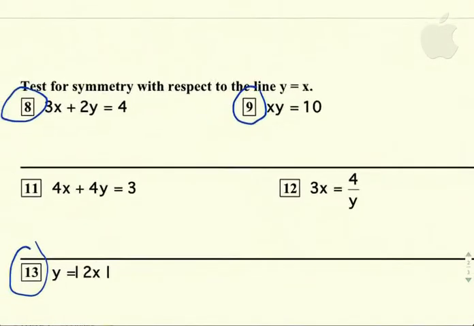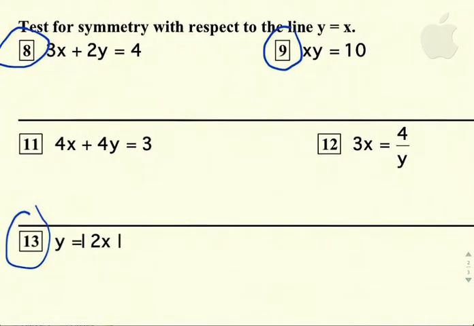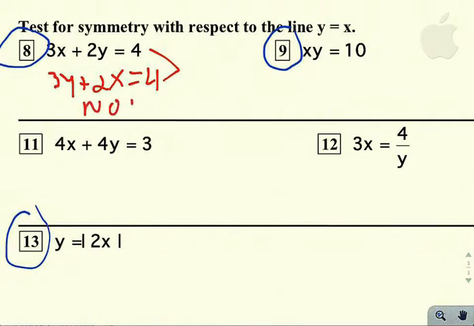So if we wanted to test for symmetry with respect to the line y equals x, find the inverse. The inverse in number 8 is 3y plus 2x equals 4. You notice these two equations are not equivalent. So it would not have symmetry with respect to y equals x.